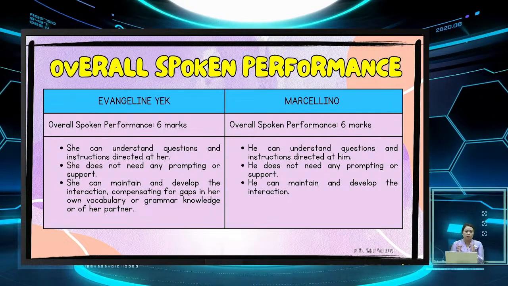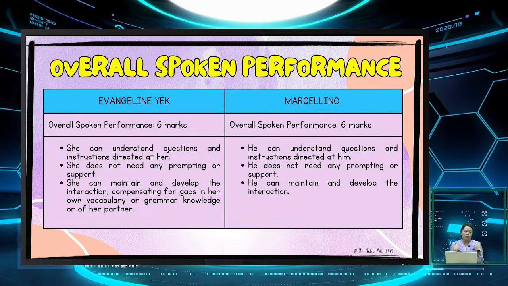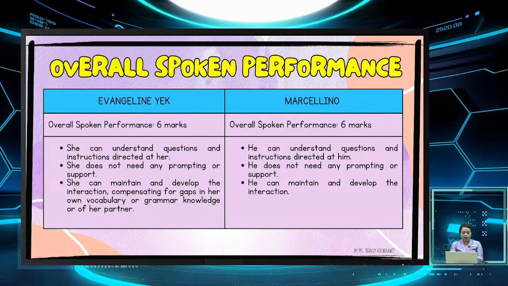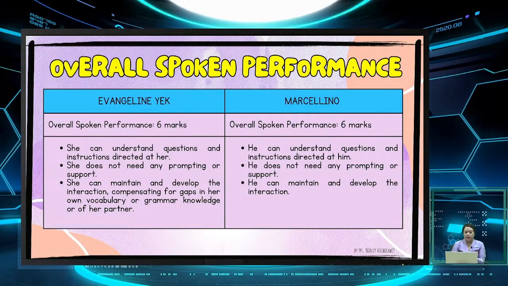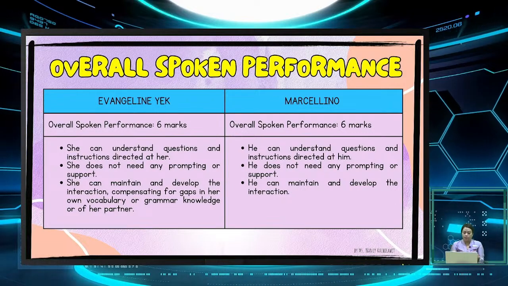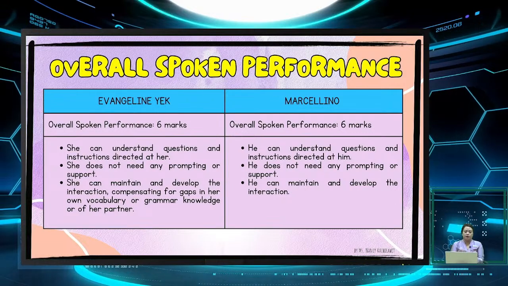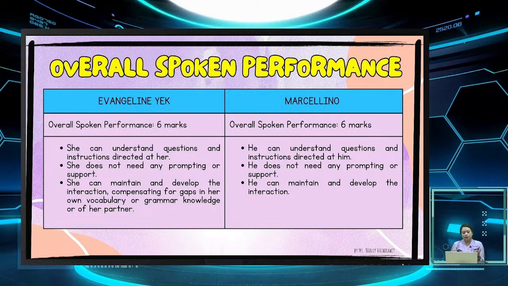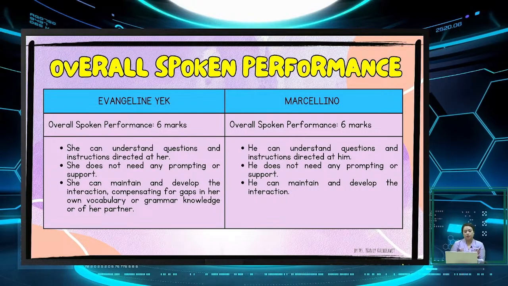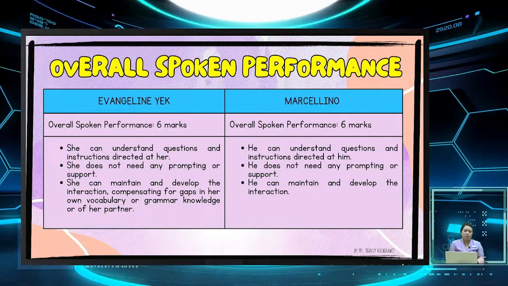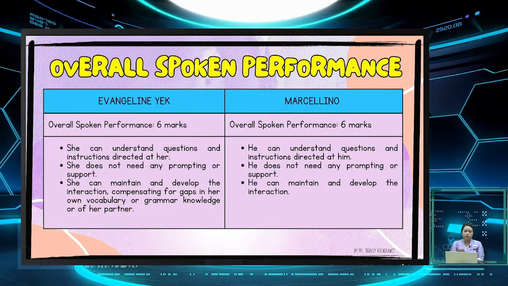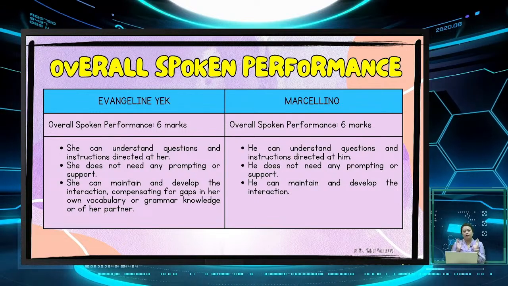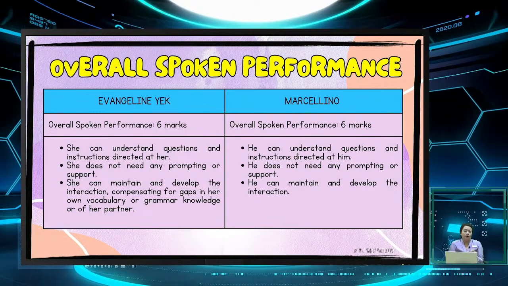This is the interlocutor marks. If I were the interlocutor for both of them, I would give them 6 because they understand the question. They do not need any prompting or support. I do not have to rephrase my question, and they can maintain and develop the discussion without any help from each other.